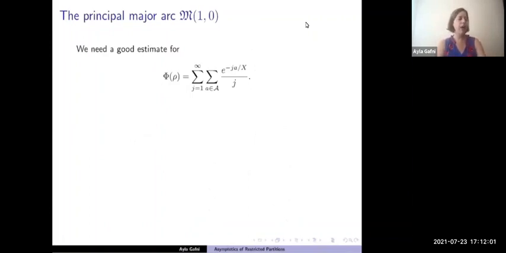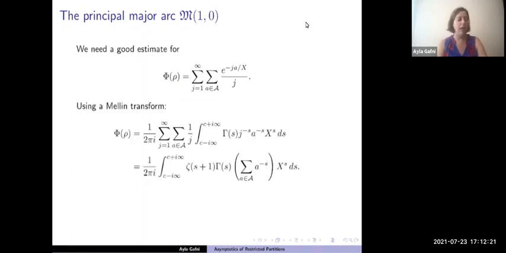So here's phi, and if we're on the principal major arc close to 0, then rho E of alpha may as well just be rho, since alpha is 0. And so remembering that rho is e to the negative 1 over x, this is the definition of phi of rho. And I'm going to expand it out using a Mellin transform and then move the sums inside. So this zeta is coming from the sum over j. And then I have moved the sum over A inside. And the goal, the way that we're going to get our main term out of this, is to move the line of integration as far left as we can and take a contour integral.